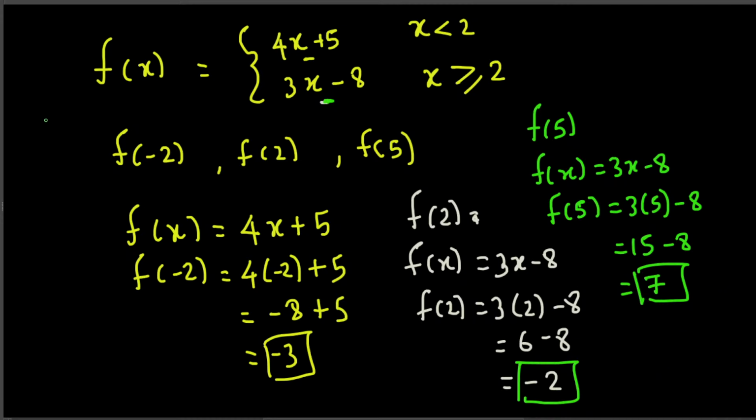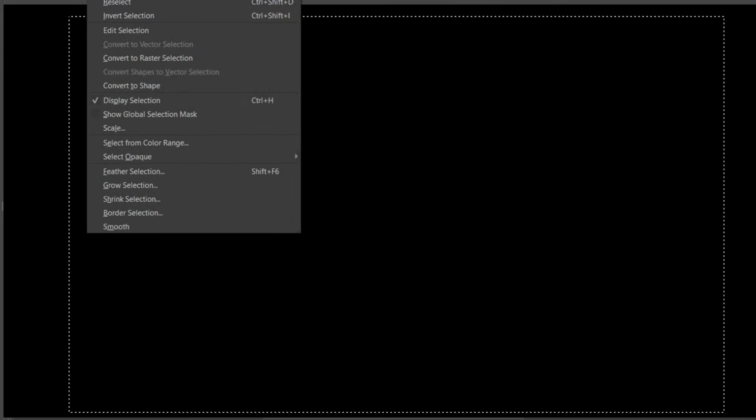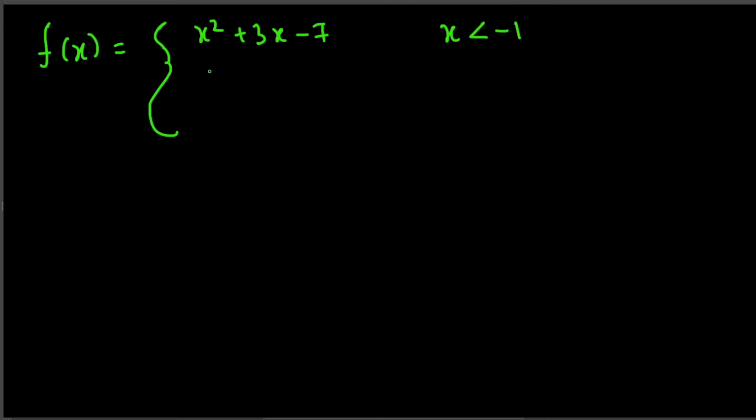Now let's look at another piecewise function. I'm going to erase everything. So let's look at an example. Let's say we have a piecewise function given like this. F of x is equal to, let's say we have 4 functions provided. One is x squared plus 3x minus 7, and the condition given for this one is when x is less than negative 1. And let's look at another one.